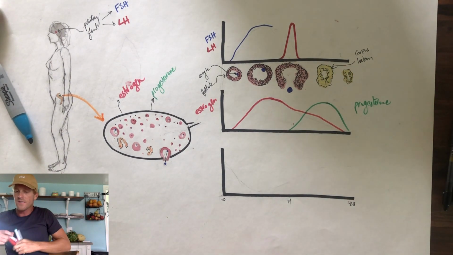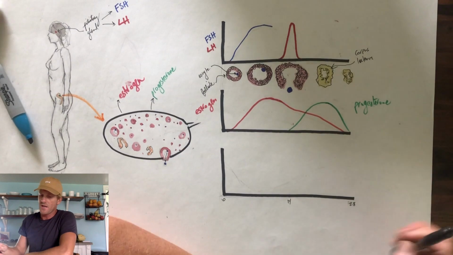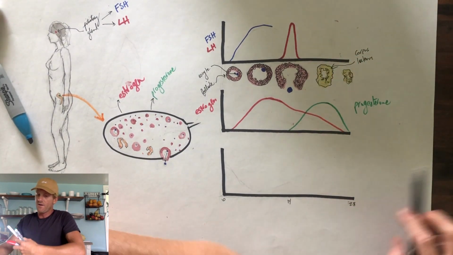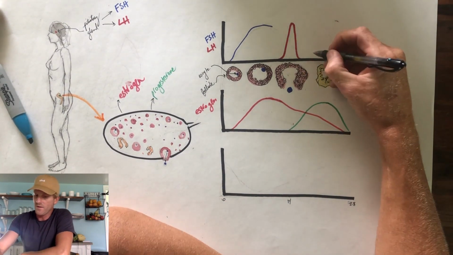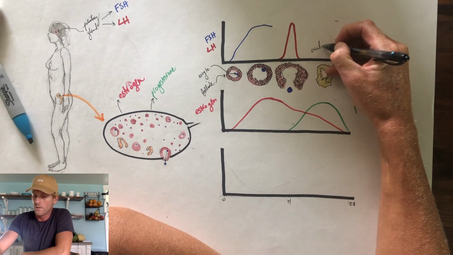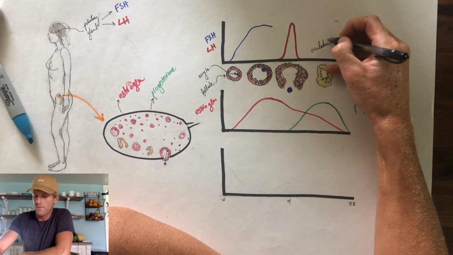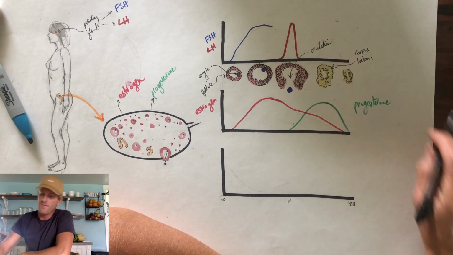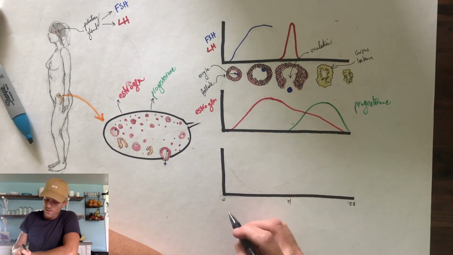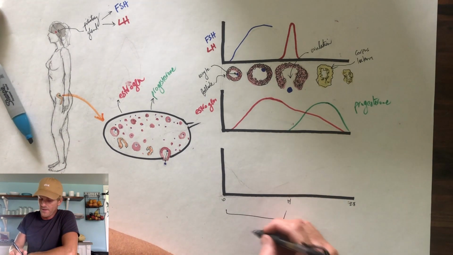Really what we've drawn is two different stages of the menstrual cycle. Before ovulation occurs, right here, so this is ovulation, when that follicle releases the egg around day 14, this part of the menstrual cycle is called the follicular phase.